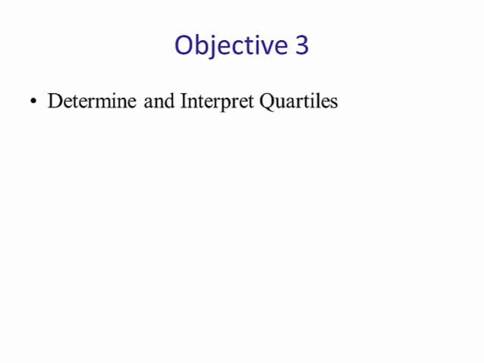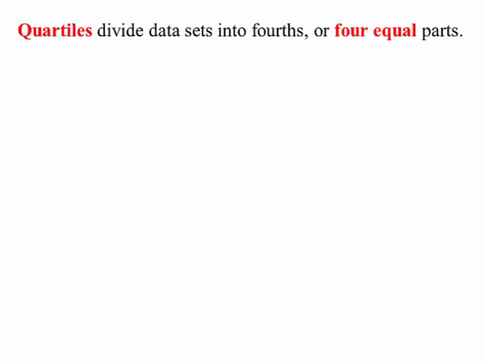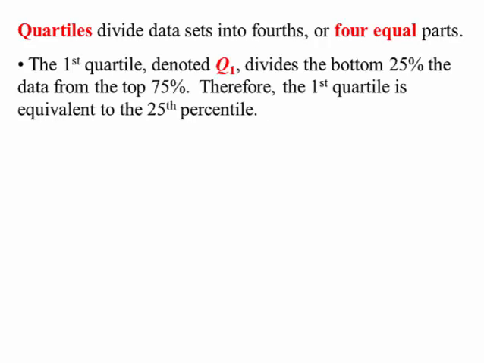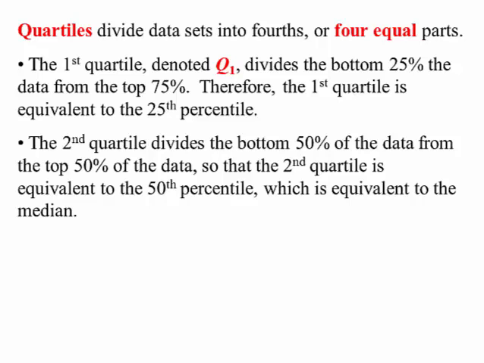Lesson objective number 3. Quartiles divide the dataset into four equal parts. The first quartile, denoted Q1, divides the bottom 25% from the top 75%. Therefore, the first quartile is equivalent to the 25th percentile. The second quartile separates the bottom 50% of the data from the top 50%. So the second quartile is equivalent to the 50th percentile, and that is also equivalent to the median.